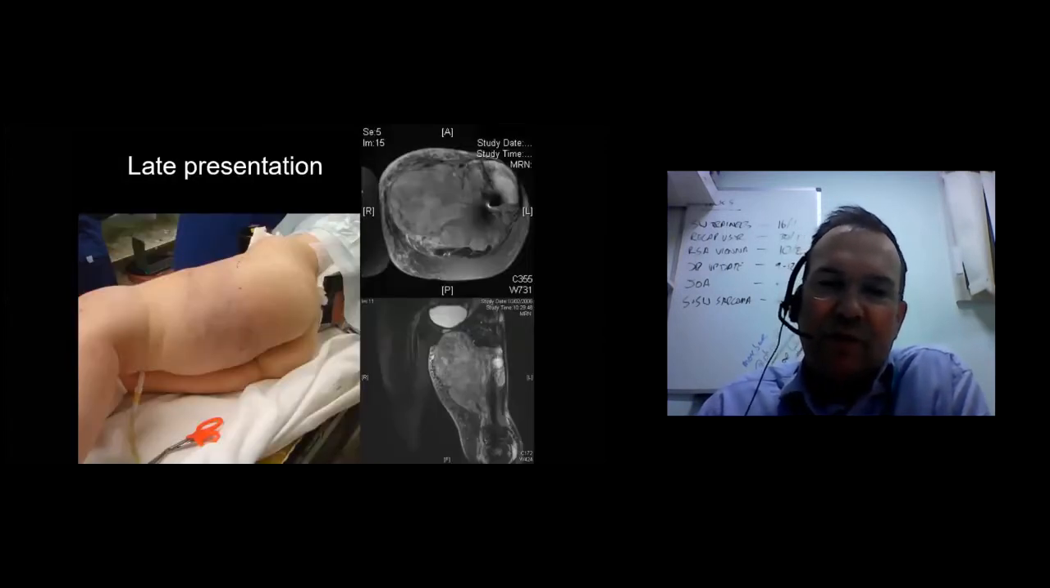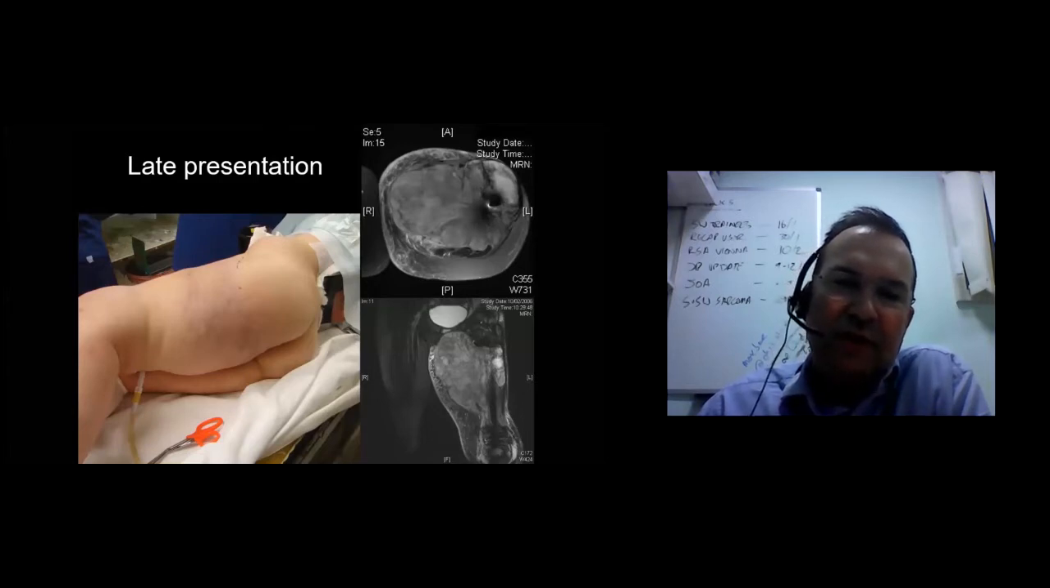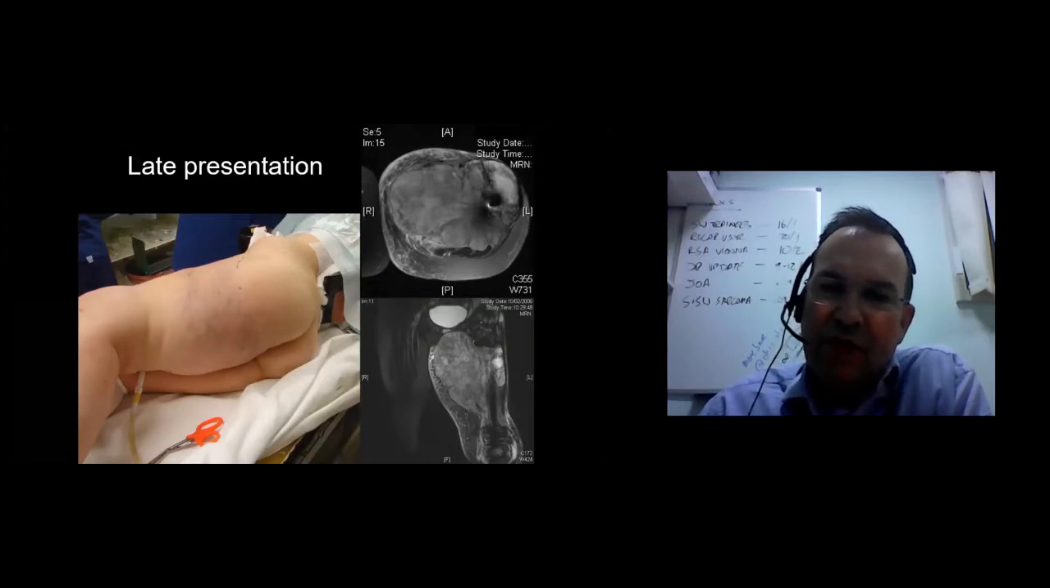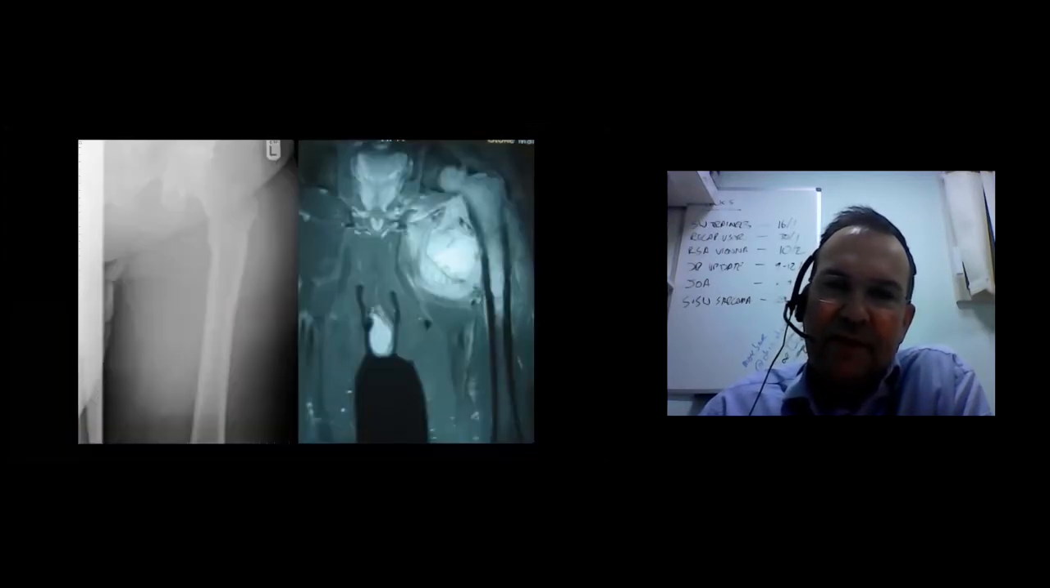And really, this is what we're trying to avoid. This case here, the tumour is so large that you can barely make out what's the top and the bottom of the body here, the tumour occupying almost the entire thigh. And here, unfortunately, the only option is a hindquarter amputation. Don't get caught with things like this.